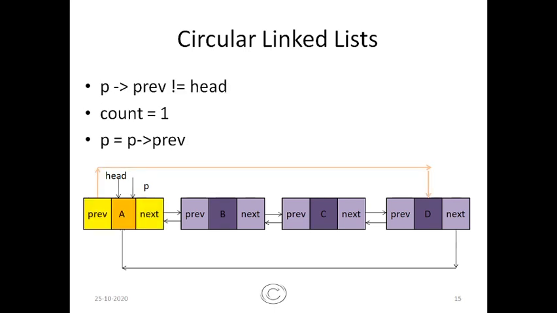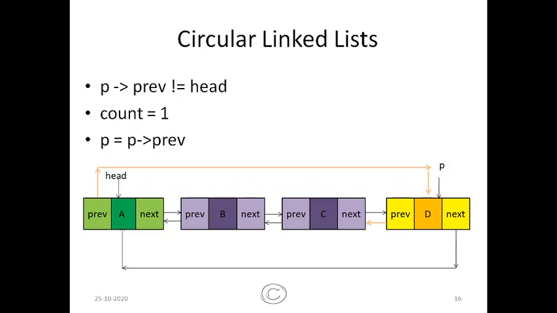Okay, now we'll start here at A, p's previous is D, so p previous not equal to head, that is true, so we'll go inside the while loop. Count will be incremented, so count will be 1 now, and p is equal to p previous, so after this point p will be at D. We are traveling in the backward direction, so yes, now we are at D, count is equal to 1.